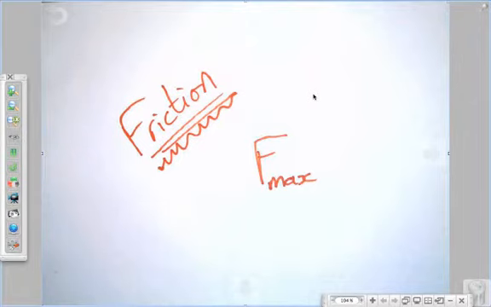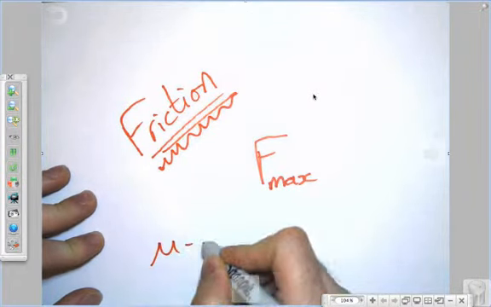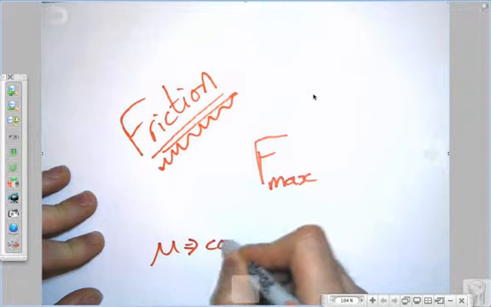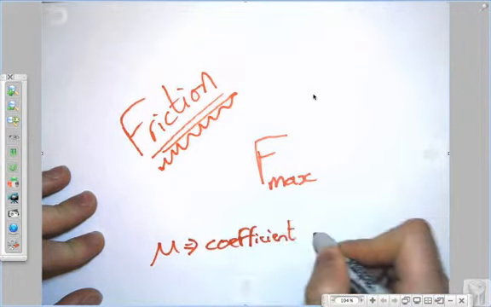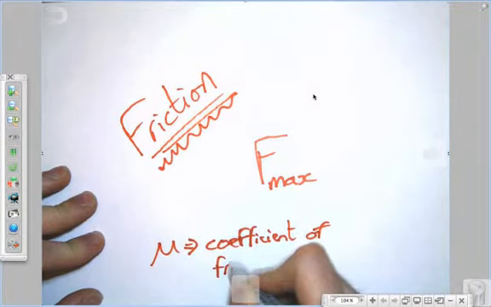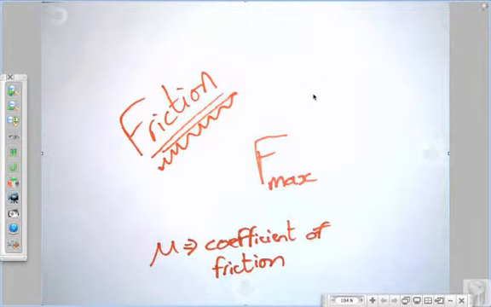This is a product of a property between the surface and the object, which is known as the coefficient of friction, which is mu. And the other thing that affects friction is the normal reaction force.